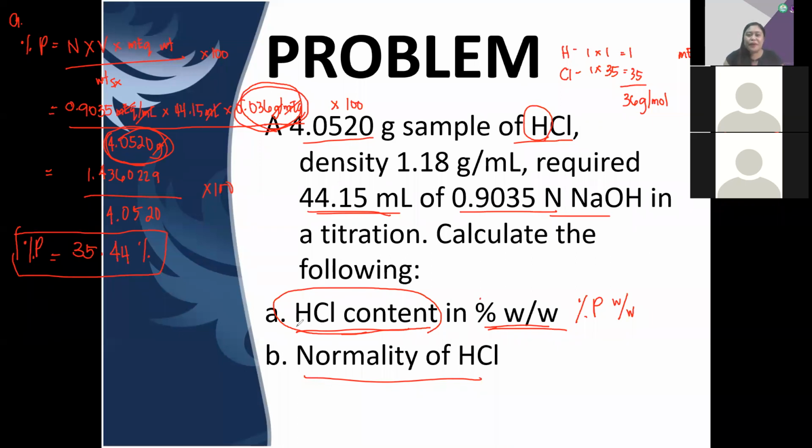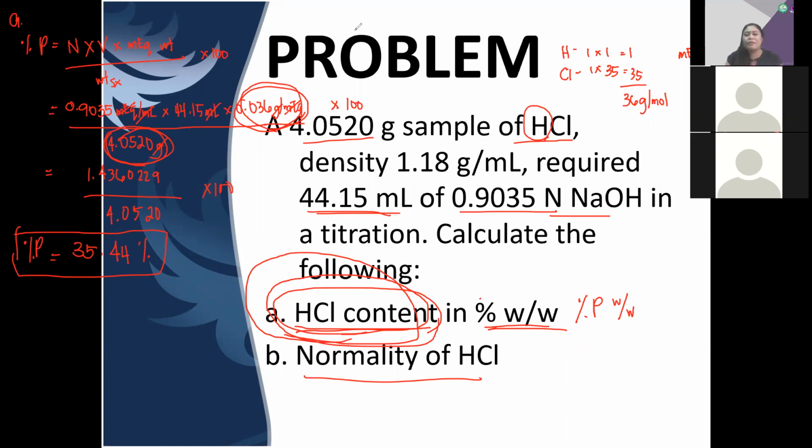You got stuck on percent weight per weight and then you forgot the HCl content. Okay? HCl content is what is being asked: how much hydrochloric acid is in that certain sample. It is just that it is expressed in percent weight per weight. So 35.44% is the correct answer there.